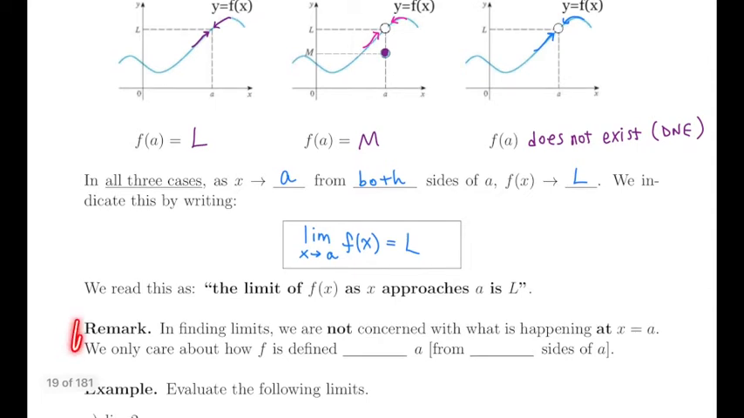So to emphasize that, I have a remark here. In finding limits, we do not care about what's happening at x equals a. We only care about what's happening really, really close to a. So in other words, how f is defined near a from both sides of a.